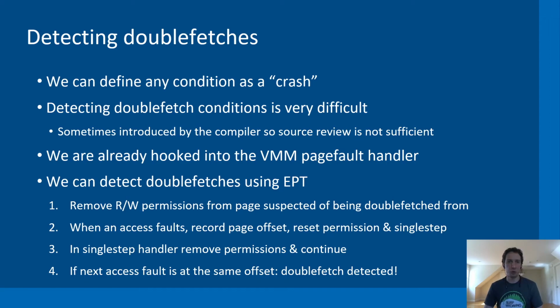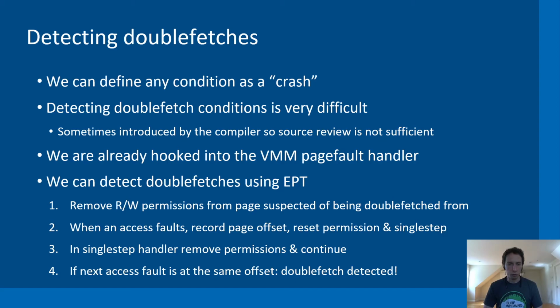And with the hypervisor, we are already hooked into the VMM page fault handler, so we can detect double fetches using EPT. The idea is that if you know the address of a page that you suspect is a double fetch source, say you know it's a DMA page, then there is a possibility that if there is a double fetch, you have a problem condition.